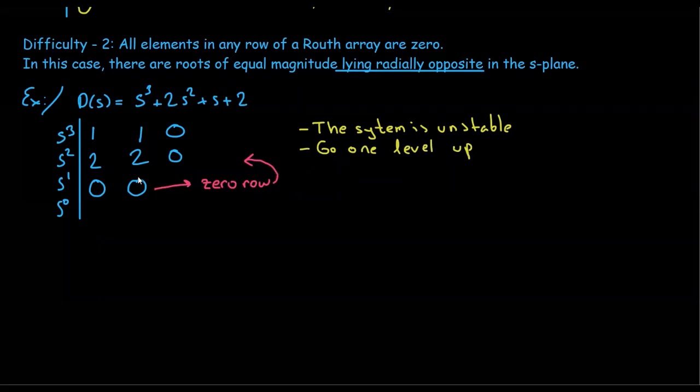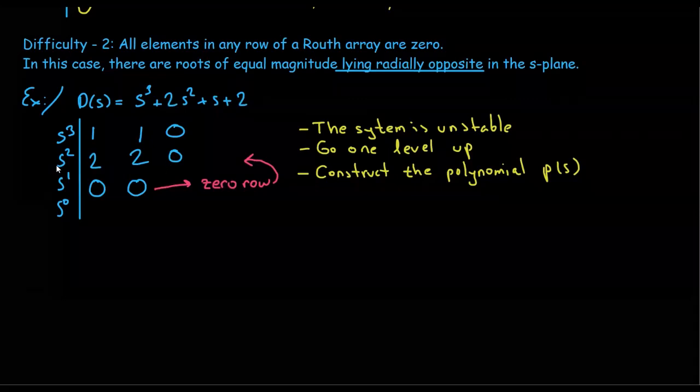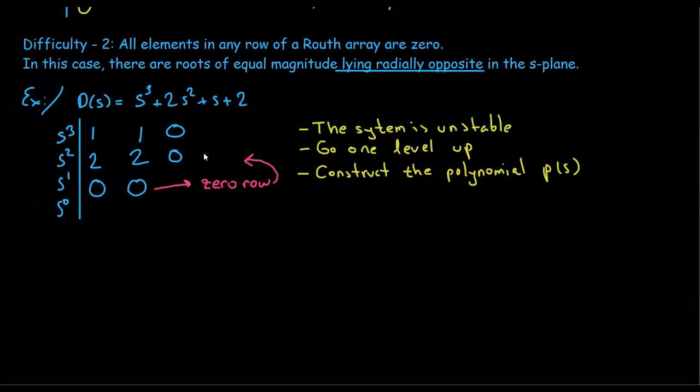And we construct a polynomial. Let me say the polynomial P of s. I will construct this polynomial from the coefficients of the upper row and the s squared term over here. So in this example, P of s is equal to 2 times s squared plus 2.